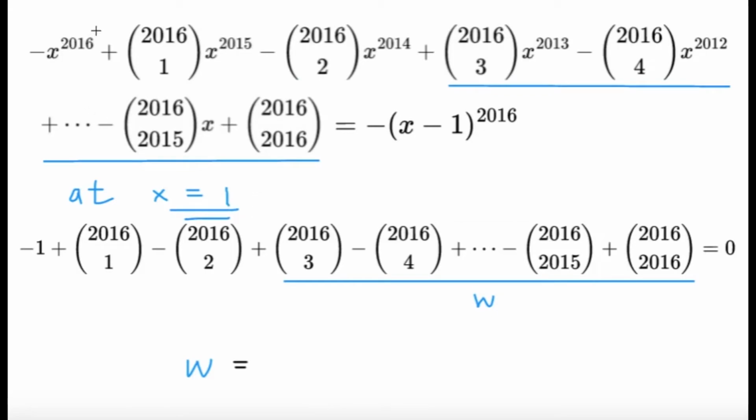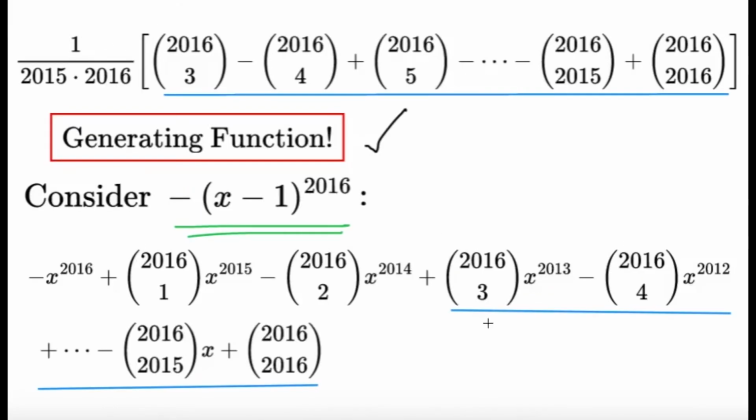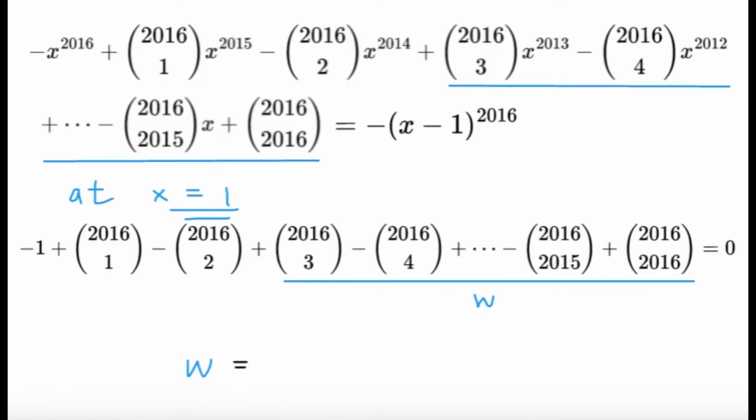That's because this becomes negative 1, and all of these become 1. So the resulting expression is negative 1 plus 2016 choose 1 minus 2016 choose 2 plus so on and so forth. And this equals 0. Why 0? Because it equals negative x minus 1 raised to 2016, but if you substitute x equals 1, you're going to get 0 anyway. Now, what's nice about this is that the underlined portion here, if we go back, is exactly the value that we want. I let it be w for want.